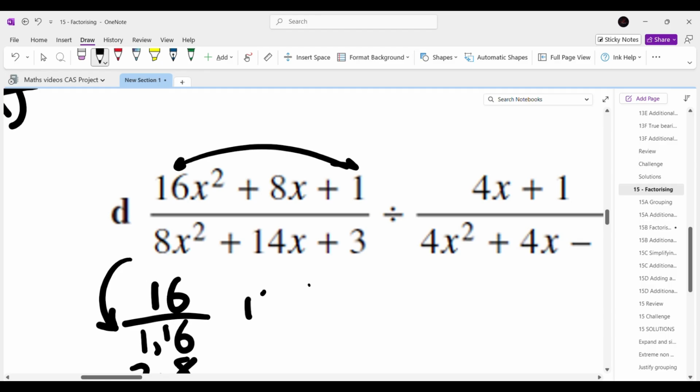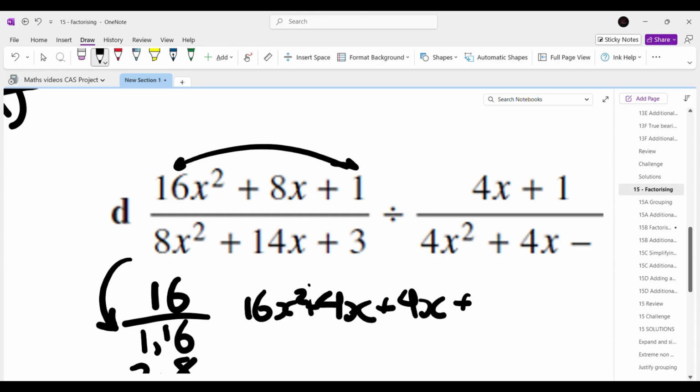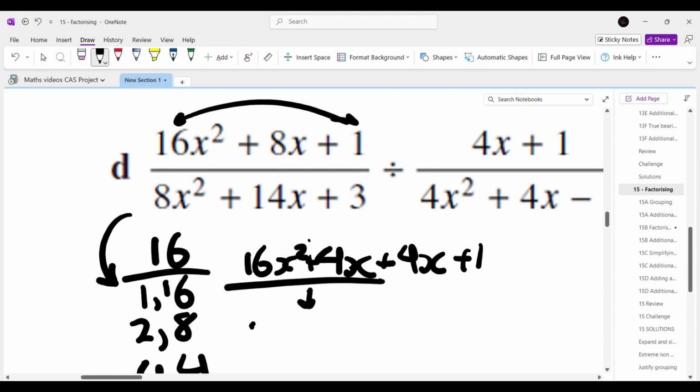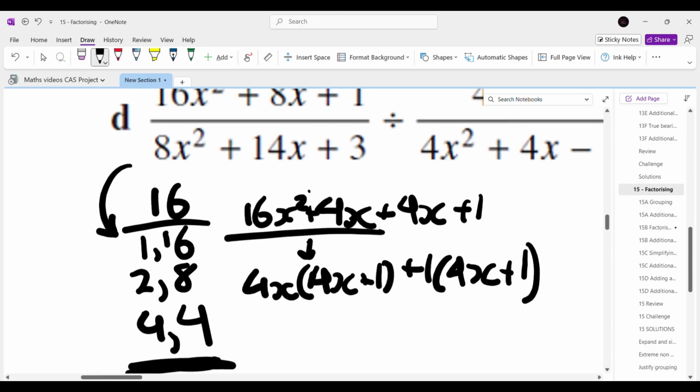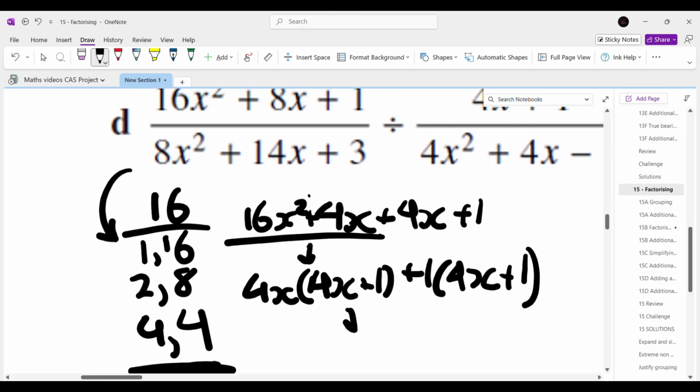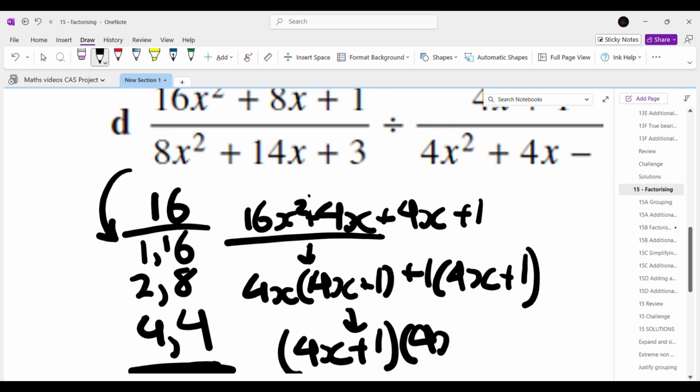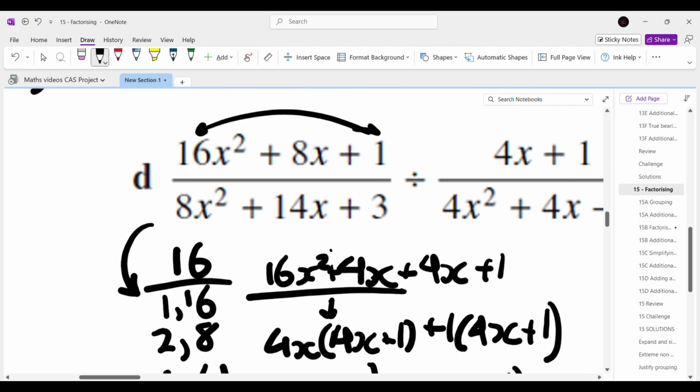Now we just split it, so 16x squared plus 4x plus 4x plus 1. Here we take out 4x, and here we just take out 1. And see, look what we've got here: 4x plus 1 times 4x plus 1, so 4x plus 1 squared on top.